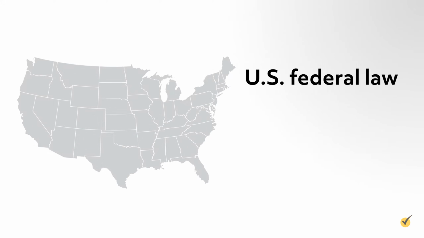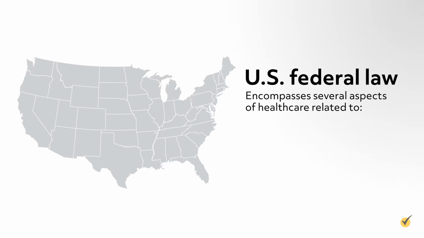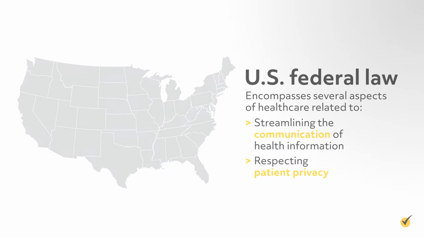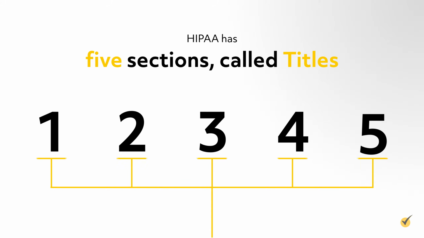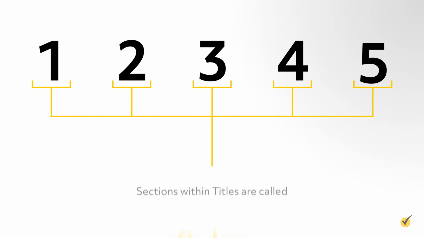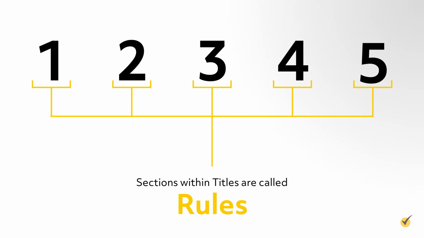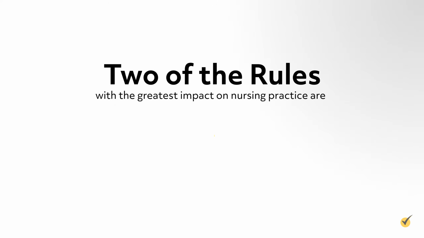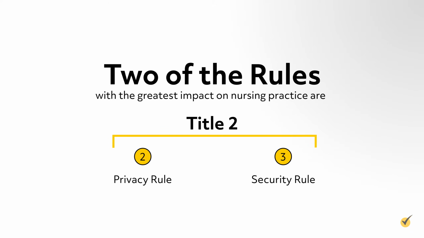HIPAA is a U.S. federal law that encompasses several aspects of healthcare related to streamlining the communication of health information while respecting patient privacy. HIPAA has 5 sections called titles that each regulate different aspects of healthcare. Sections within titles are called rules. 2 of the rules with the greatest impact on nursing practice are the privacy rule and the security rule.